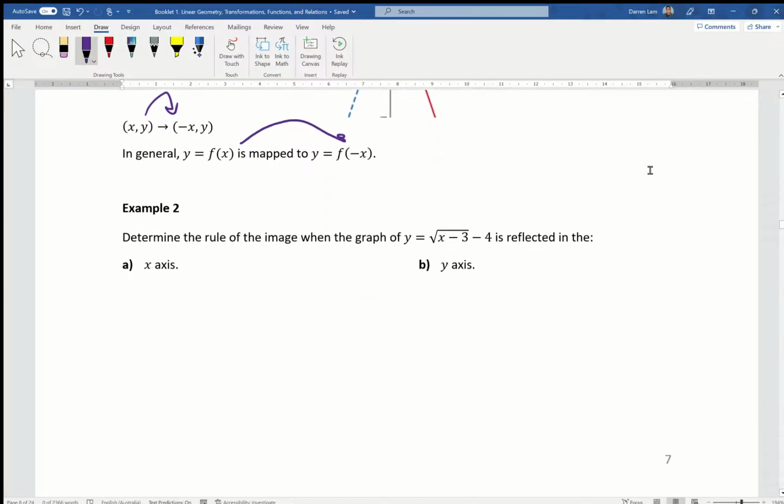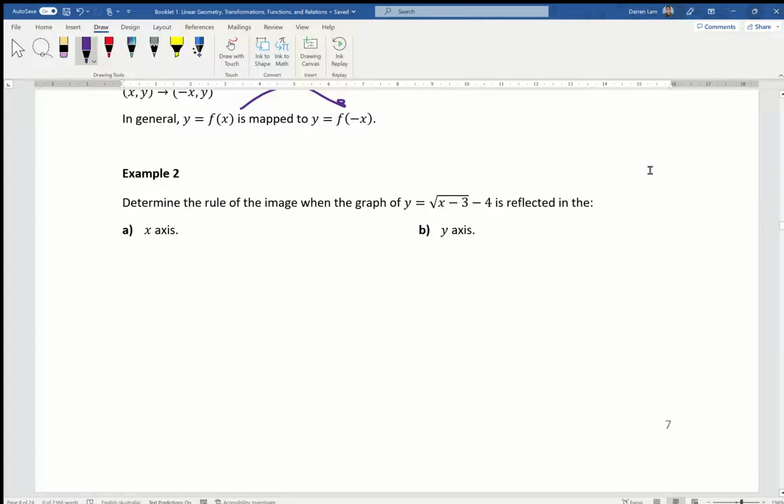Let's put this into an example. Again, I'm going to do both methods. Let's start with the coordinate mapping. So with coordinate mapping, we're focusing on the coordinates. Let's start with (x, y), and then I'll read the question. Determine the rule of the image when the graph of y equals root(x - 3) - 4 is reflected in the x-axis. So far, it doesn't exactly matter if we know what that graph looks like at the top of our head.